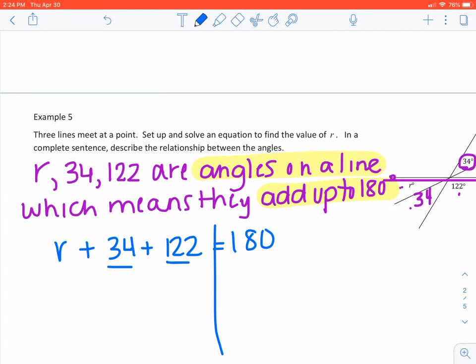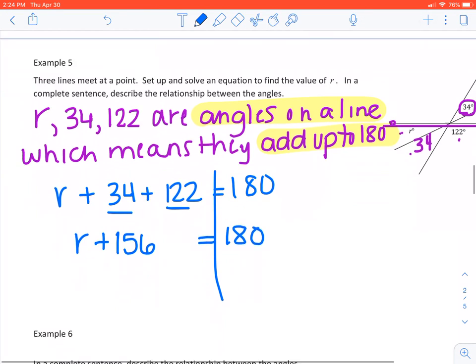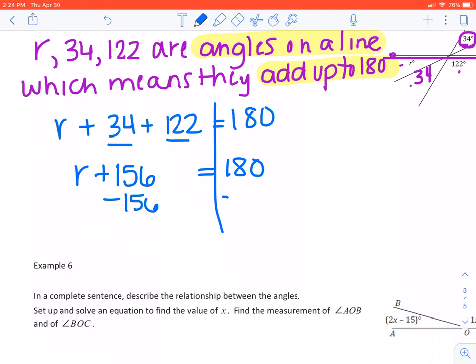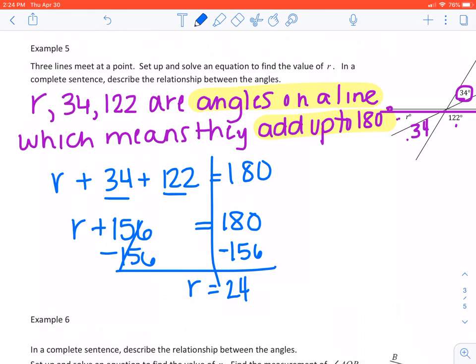I'm going to combine these 2 numbers, so 34 plus 122. Let me do that in the calculator. 34 plus 122 gives us 156. Let's subtract 156 from both sides. So R is equal to, I'm going to do 180 minus 156, which is 24. Now going back up to the question, this actually says to set up and find R. We did that. So our answer is R is 24 degrees.